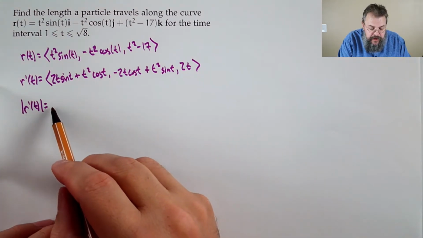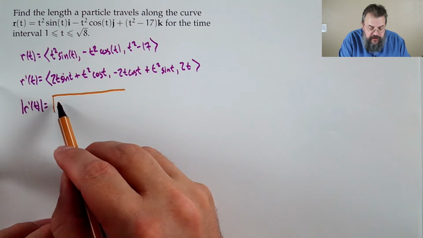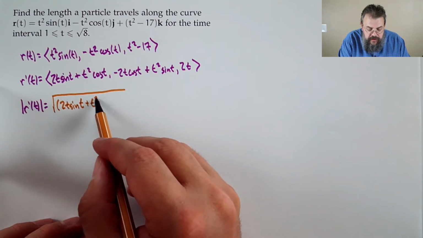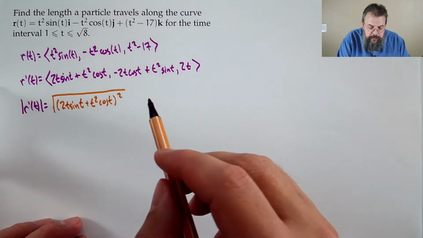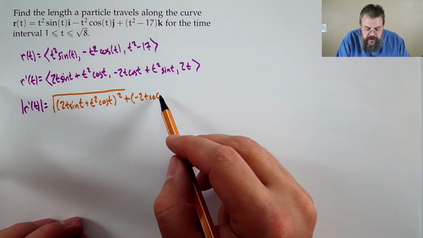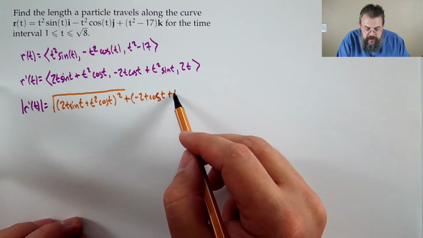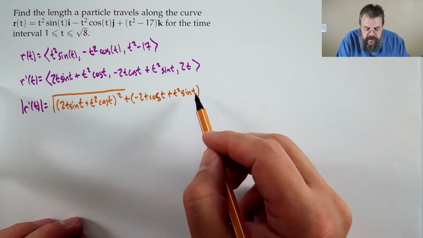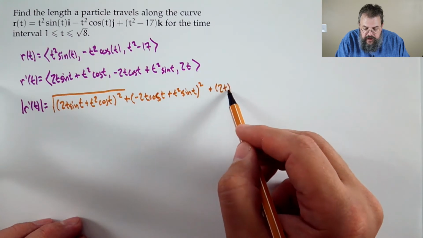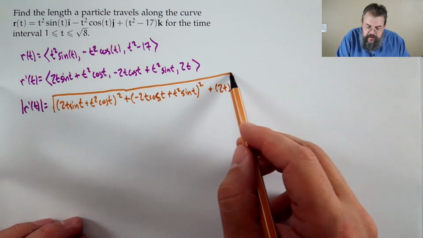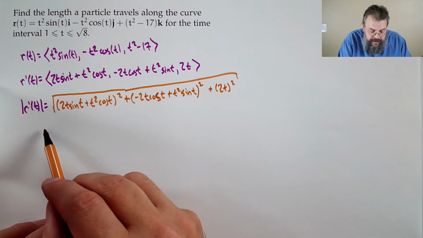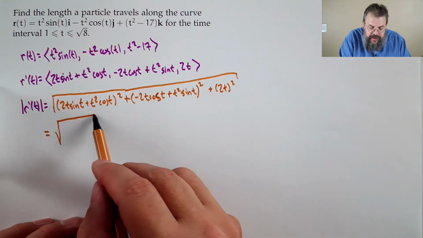We're going to have a square root of, well, we have the first term, 2 sine t plus t squared cosine t, squared. And then we're going to have the second term, minus 2t cosine t plus t squared sine t, squared. And then plus 2t squared. All right, so that's a lot. Well, now we're going to be patient. So this is the square root of.